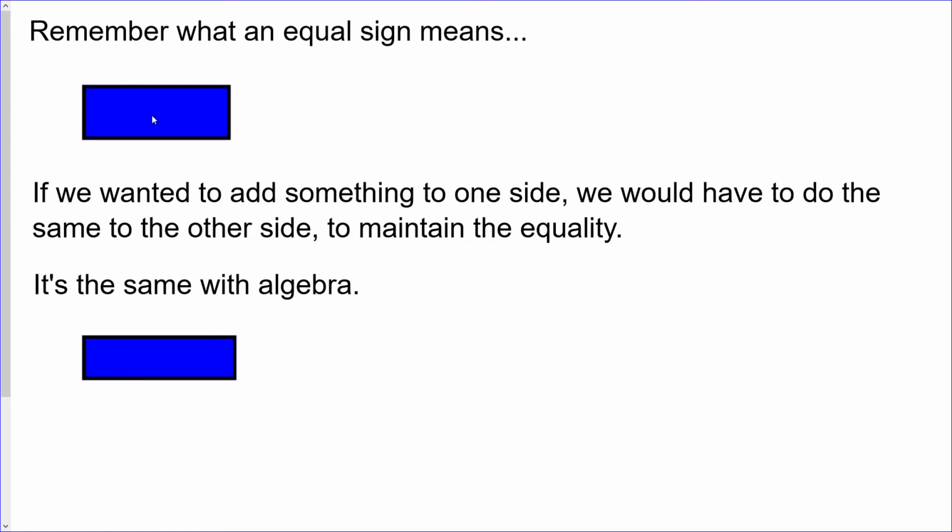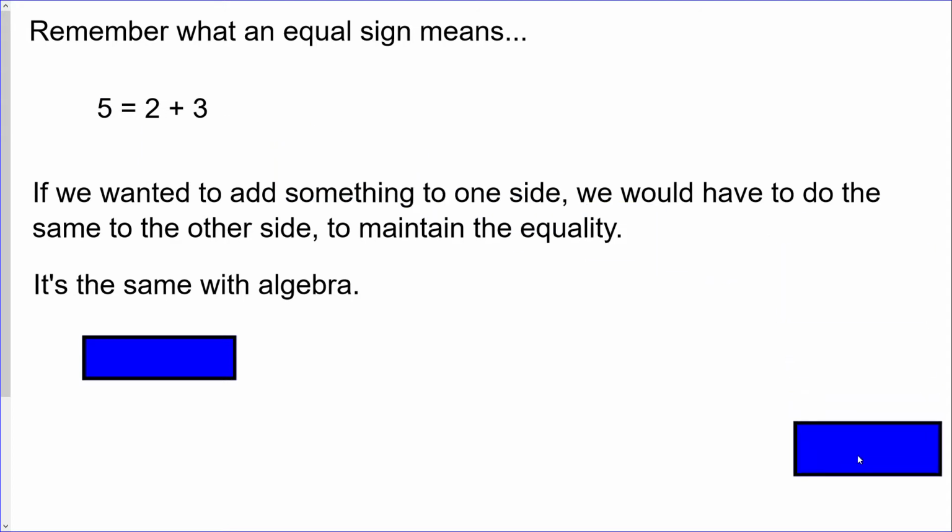First, just remember what an equal sign means. This is getting towards the method we're going to be using. What an equal sign means is that everything on the left side is equal to everything on the right side. So in this case, 5 equals 2 plus 3. Yes, I know you all knew that. But if we want to add something to one side of the equal sign, we'd have to do the same thing on the other side to maintain the equality.